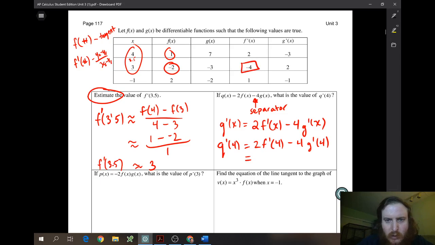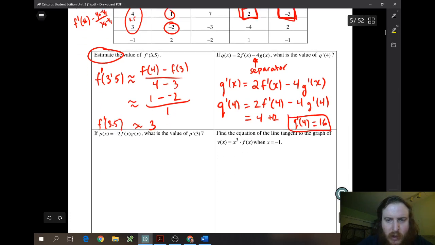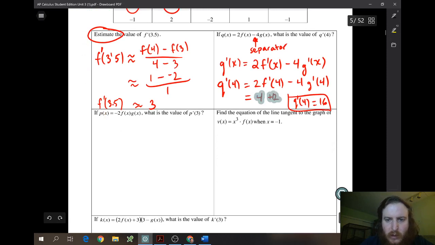So 2 times, oops, I messed that line up. That was for 3. We're doing 4. F prime of 4 would be 2. So 2 times 2 is 4. And g prime of 4 would be negative 3. So negative 4 times negative 3 would be plus 12. So we get q prime of 4 would equal 16. So again, this was from f prime being 2 and g prime being negative 3. I didn't write that step because I was running out of room. But basically it was 2 times 2 minus 4 times negative 3, and we got 16.